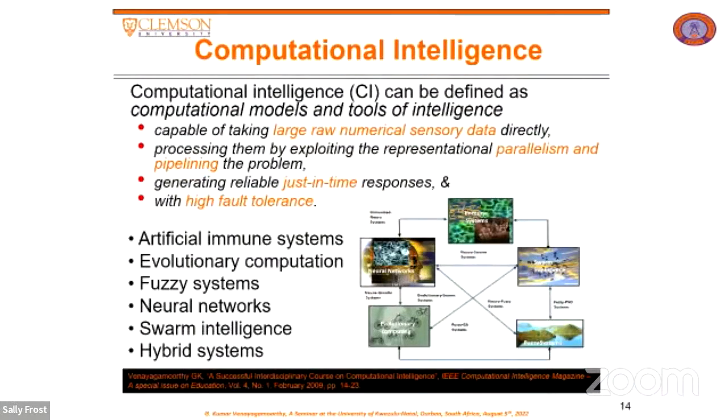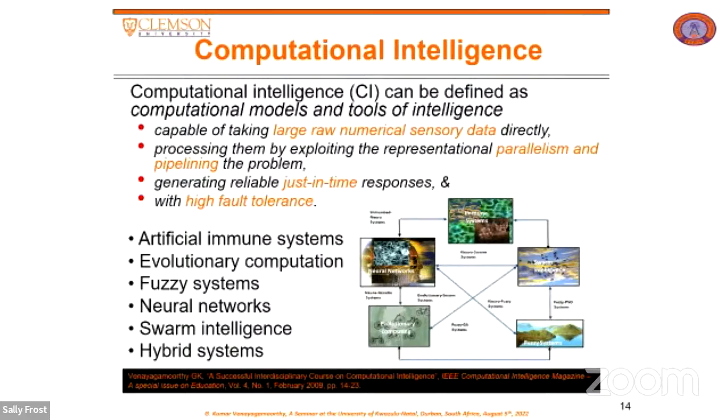So how do we do those predictions? How do we bring this intelligence? And I go back to CI, computational intelligence. Computational intelligence is basically part of AI. Machine learning is also part of AI. Everything comes under the umbrella of AI. Computational intelligence paradigms could be neural networks, fuzzy systems, swarm intelligence, evolutionary approaches, artificial immune systems. All this can be used to create computational models and tools of intelligence that can process numerical sensory data from IoTs, and come up with representational parallelism, pipelining the problem, all to generate just-in-time responses that are highly fault-tolerant.